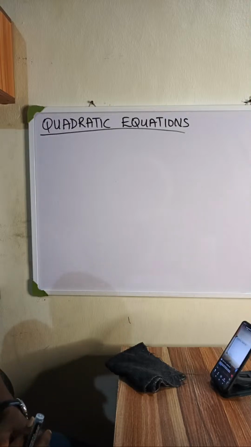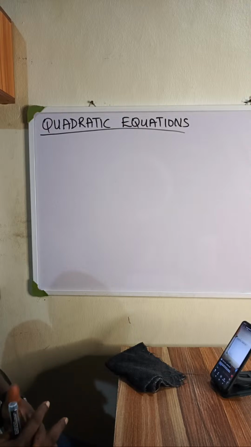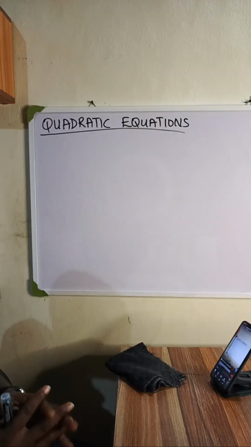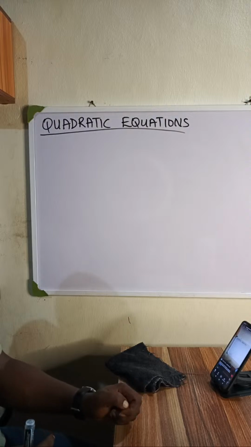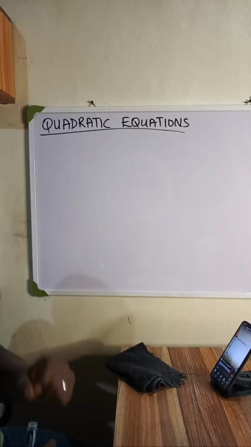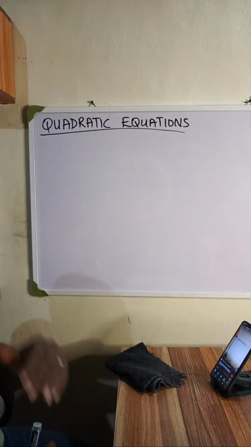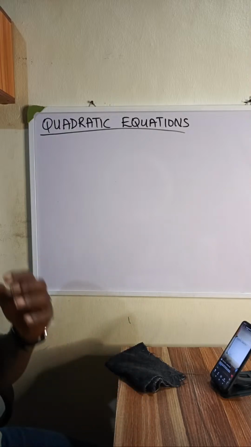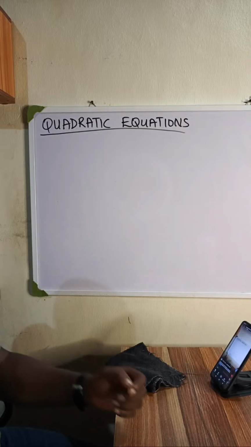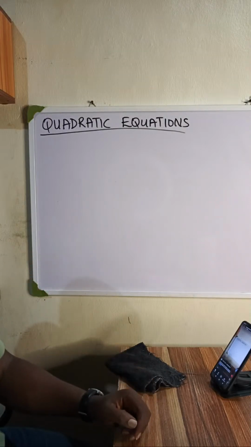I will just do a little recap on what we did on Wednesday. We looked at an introduction to quadratic equations, and we said a quadratic equation is an algebraic equation of the second degree. That means that the maximum power of x is 2, or the highest power of x is 2.